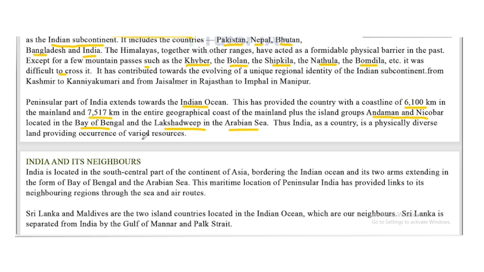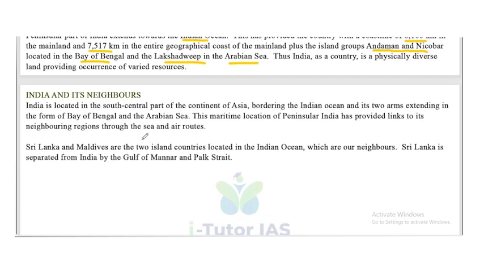Now, next one is India and its neighbors. India is located in the south central part of the continent of Asia, bordering the Indian Ocean, and its two arms extend in the form of the Bay of Bengal and the Arabian Sea. Okay, so consider this as India. Then here we can see the Arabian Sea. This is the Bay of Bengal region, and here is the Indian Ocean.